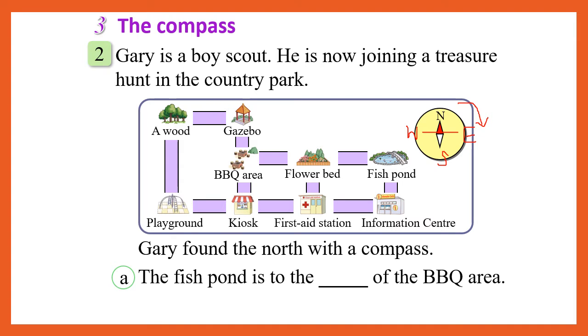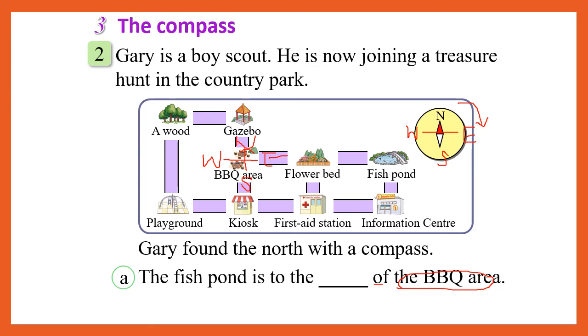Okay, then you can see the first question. The first question: the fish pond is to which direction of the BBQ area? So I just see that it's "of". After "of", you have to draw the direction board on the BBQ area. So in the BBQ area, you have to draw the direction board: north, east, south, and then west.